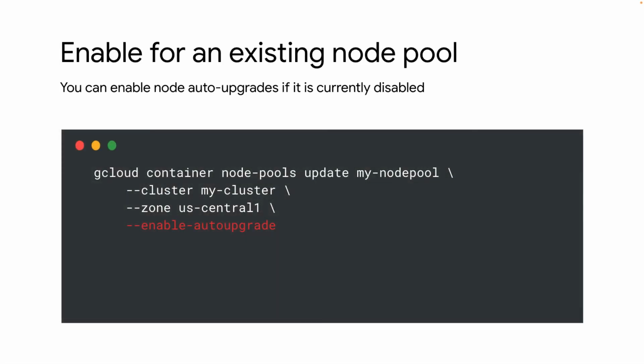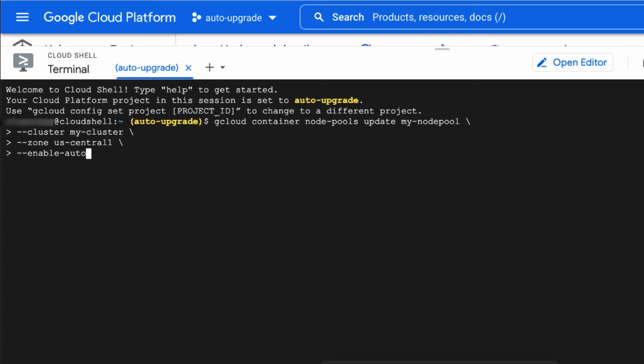Now, let's learn how to enable node auto-upgrades using Google Cloud CLI. We will use Cloud Shell in this example. Before running the Google Cloud CLI, ensure that you have the following information: node pool name, your cluster name, and the zone where the node pool is located. Run the following command.